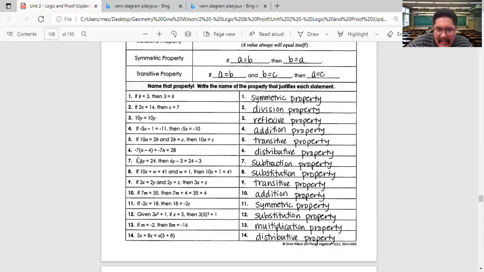Number 8, if 10x plus w equals 41, and now we learned that w is 1, then 10x plus 1 equals 41. So what's the one thing that happened here? Well, we substituted it, right? There was a w. We learned that 1 is w, so we replaced w with 1. Now instead of 10x plus w, we say 10x plus 1. Now we can solve it if we wanted to, and that's probably what's happening here.